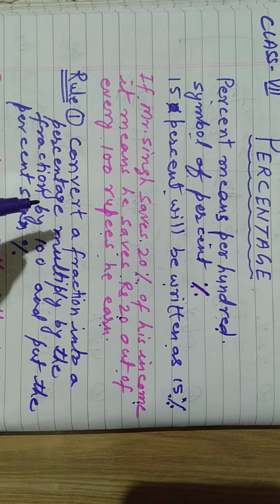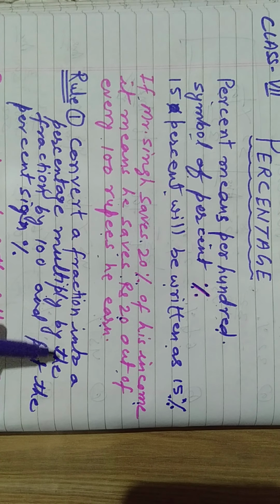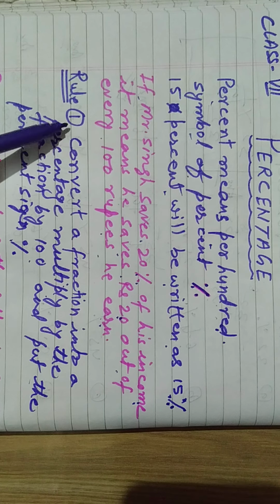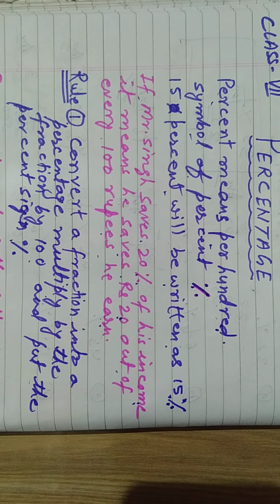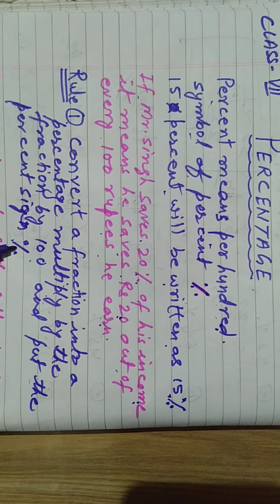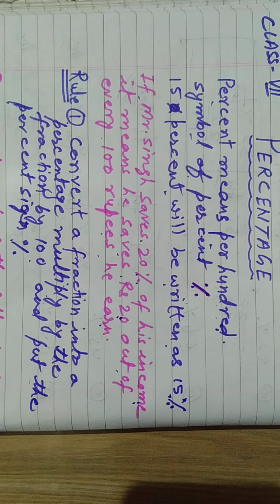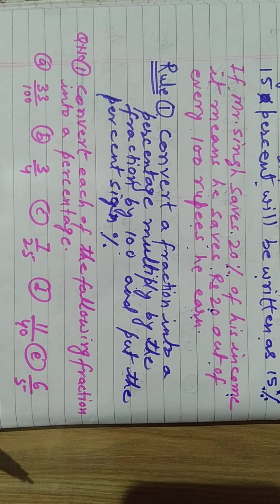Rule 1. To convert a fraction into a percentage, multiply the fraction by 100 and put the percentage sign. This is rule 1 for convert into percentage. Simply learn: whenever you have to convert into percentage, you have to multiply by 100 and put the percentage sign. Now one by one, questions will come, and you solve them.